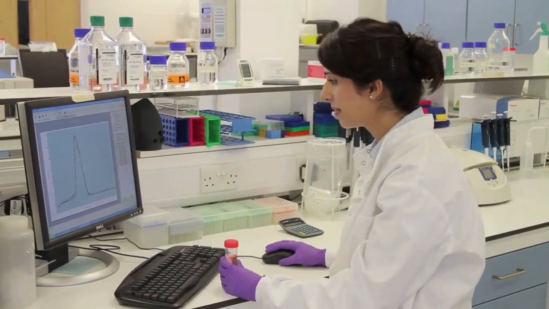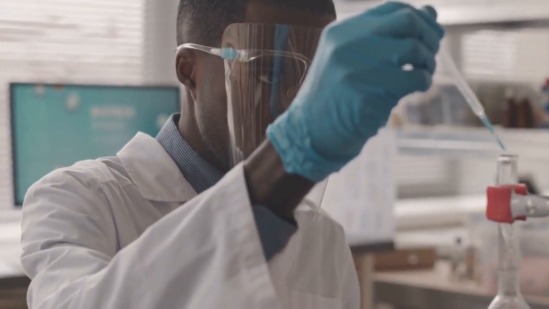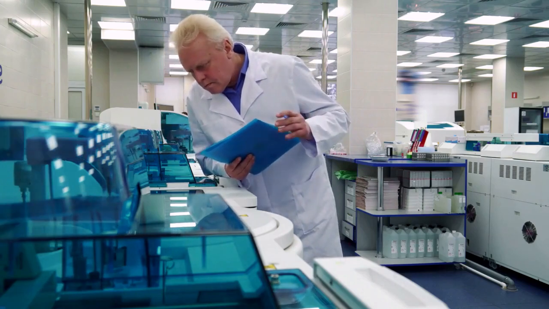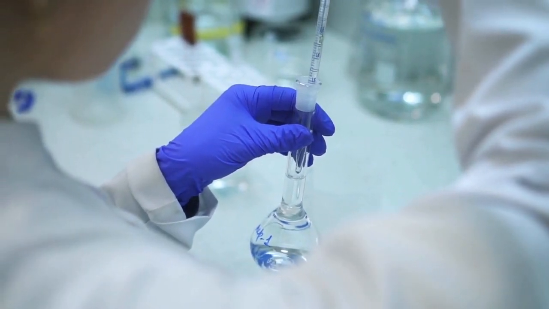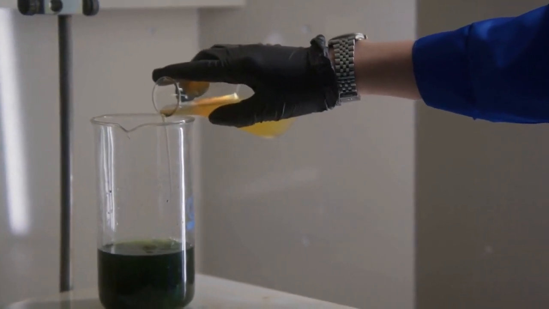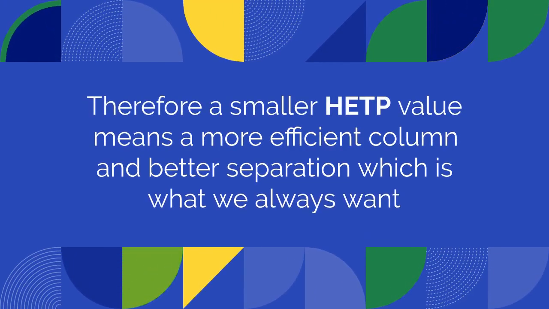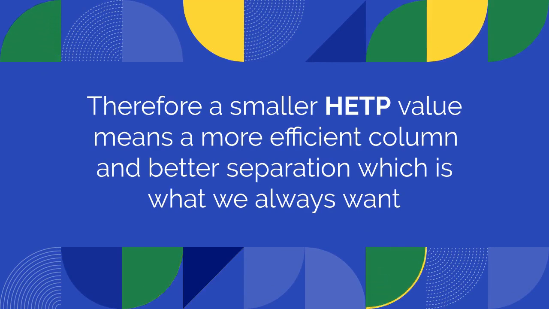Think of your column as a long staircase. Each step on that staircase represents a theoretical plate, an imaginary point where your sample components can separate. A more efficient column has more, smaller steps packed into the same length. HETP is simply the height of one of those tiny steps. Therefore, a smaller HETP value means a more efficient column and better separation, which is what we always want.